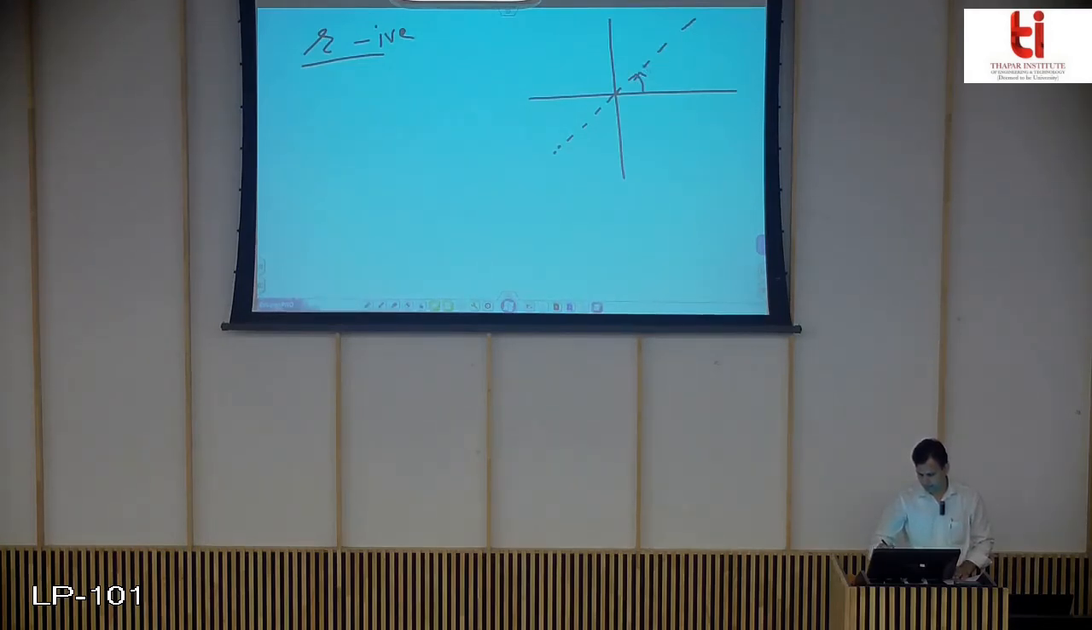This is say 1, this is say 2. Let me draw this line properly. Yes, like this. Let me say this is pi by 6. This is 1, this is 2, this is 2 pi by 6. This representation we are looking for.